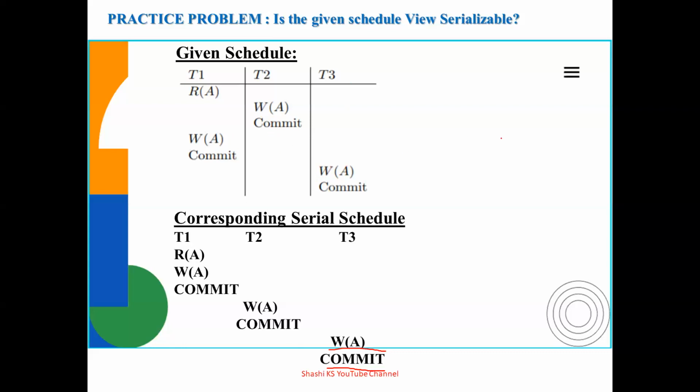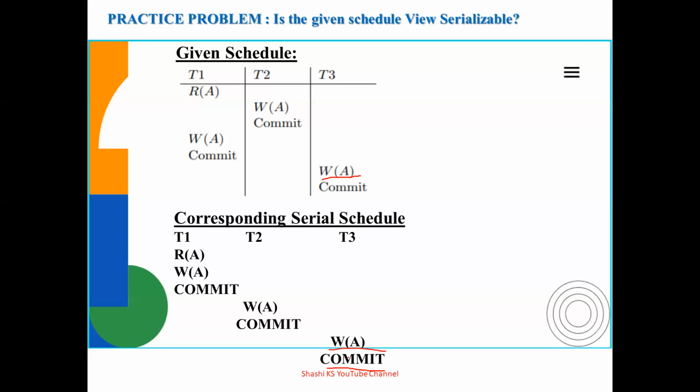What is the third condition? The third condition is final write. You have one data item and 3 write operations. One is performed by transaction T2, then by transaction T1, then by transaction T3. So the final write operation is performed by transaction T3. Similarly, in the corresponding serial schedule, who is doing the final write operation? Transaction T3 is the one doing the final write operation on the data item A.